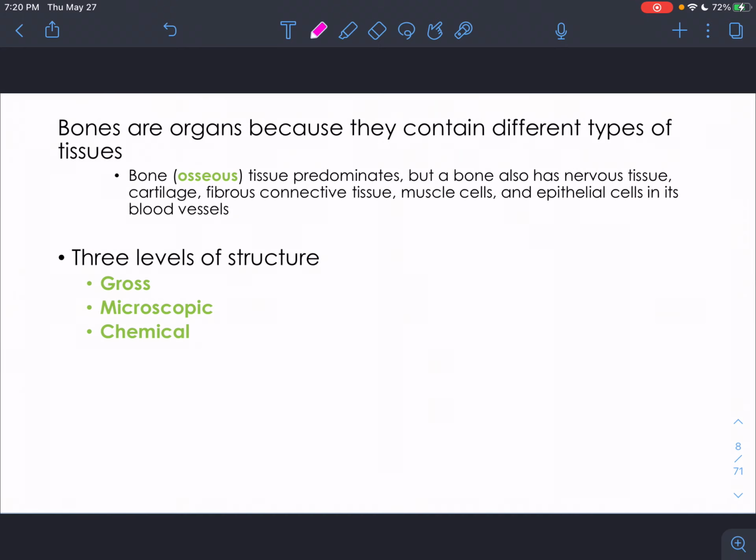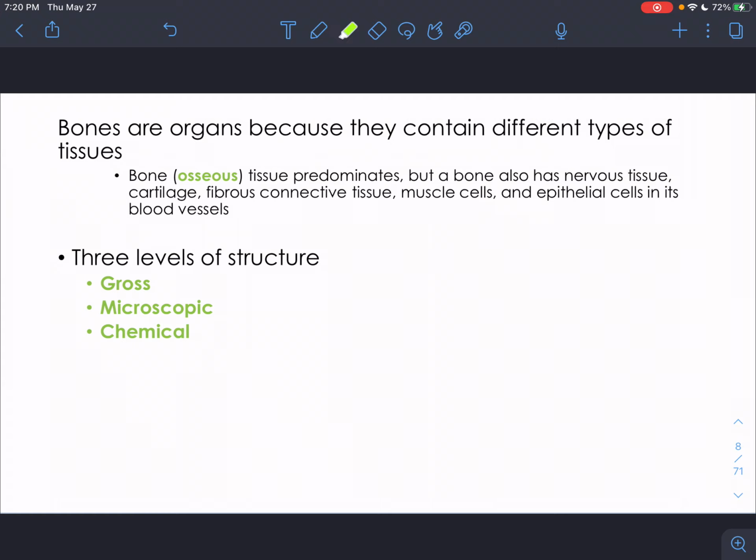Okay. Bones are considered organs because they contain different types of tissues. Remember, tissues are a group of cells with a common function. Organs are a collection of different types of tissue that are working together. So bones are made up of different types of tissue, so they are considered an organ.